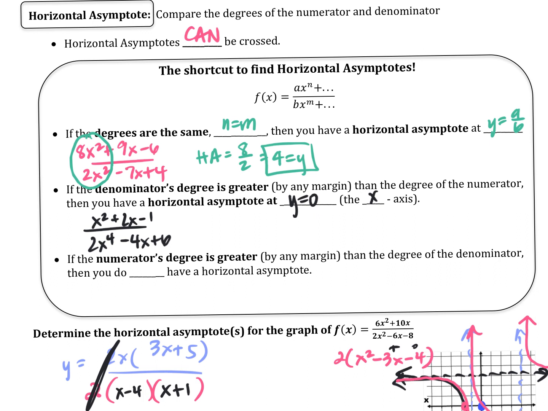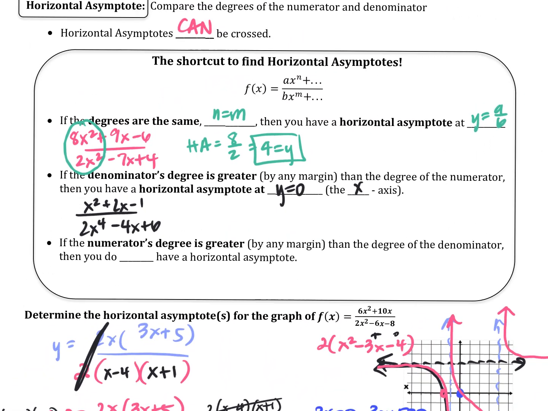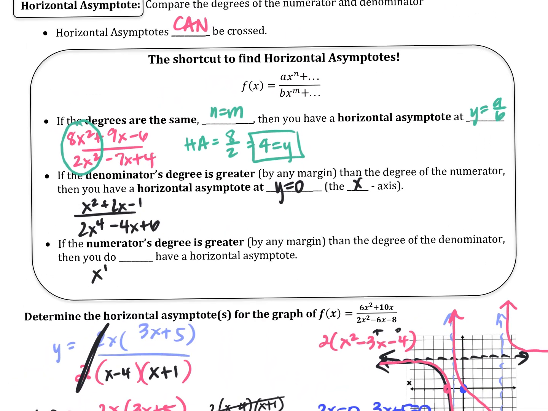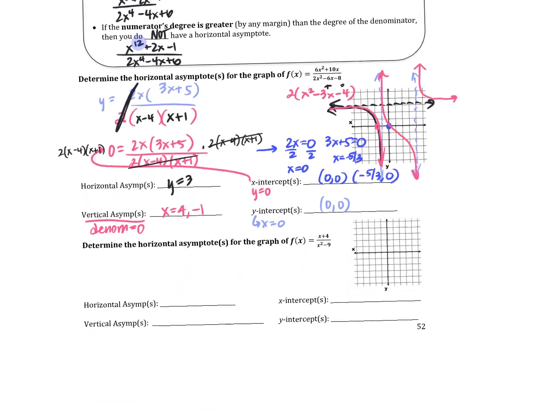Could I even say x to the 12th and be obnoxious? You guys, does this look like it has a horizontal asymptote that it follows? Nope. So anytime that the degree in the numerator is bigger, say x to the 12th plus 2x minus 1, don't care about the other stuff, over 2x to the 4th minus 4x plus 6, if the degree in the numerator is bigger, we just don't have one. It doesn't exist. So now let's put it in action, people.